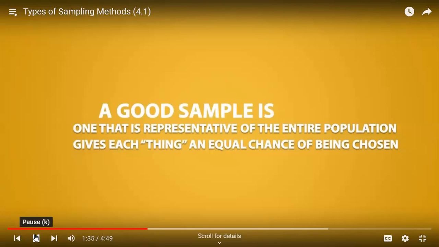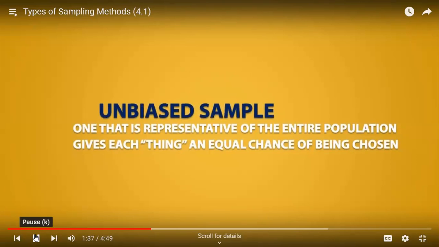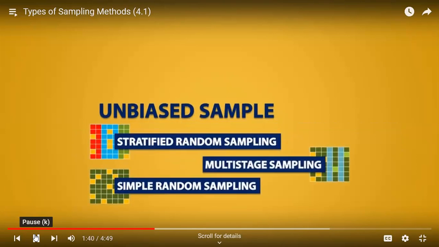When you have these conditions, you have what is known as an unbiased sample. We will be looking at three different types: stratified random sampling, multi-stage sampling, and simple random sampling. Okay, so this what he's calling unbiased sample is the probability sampling method. Remember, we said that with probability sampling, each member of the population has a known chance of being selected. And these are what we have started looking at now.